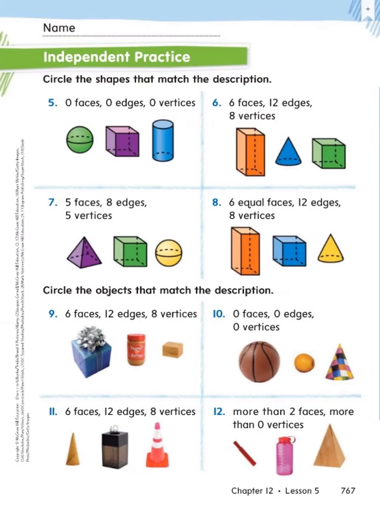All right, now we're looking at page 767, and it says at the top, circle the shapes that match the description. Number 5 says 0 faces, 0 edges, 0 vertices. What could it be? Which one? Hopefully, you said this one, the sphere. The sphere has none of these things. We don't see any straight lines.